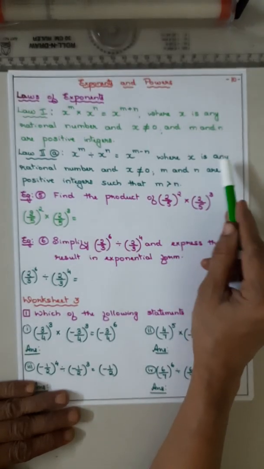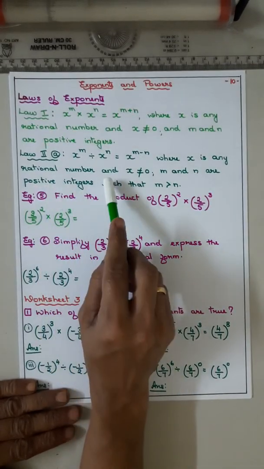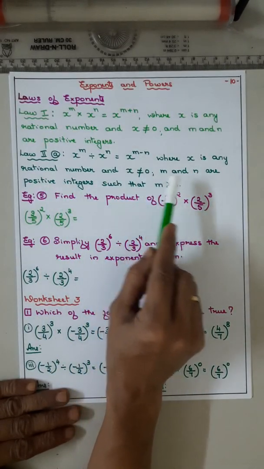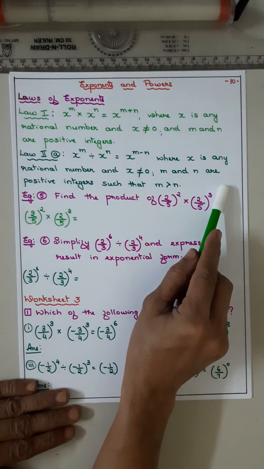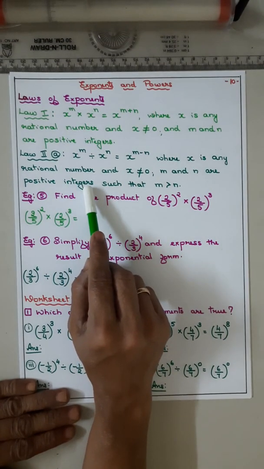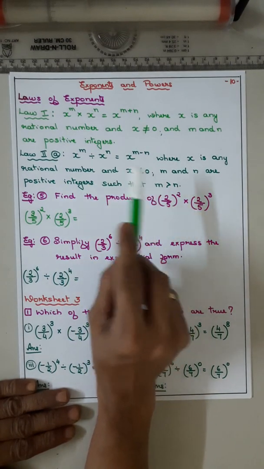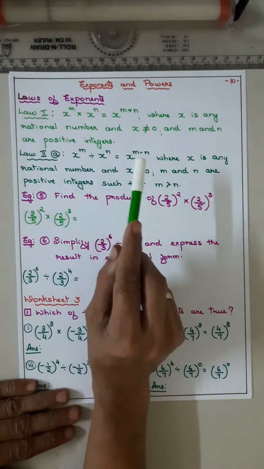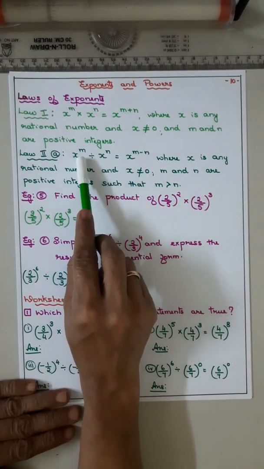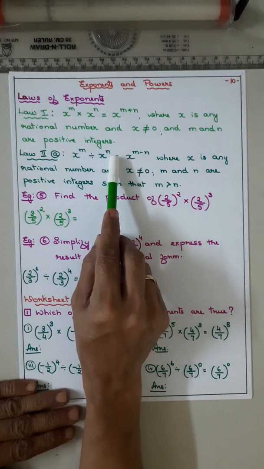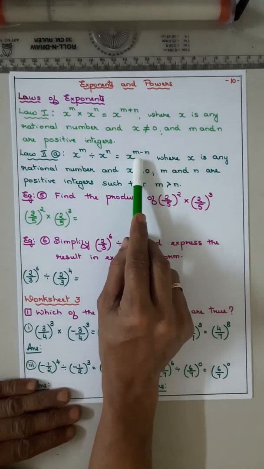Again, where x is any rational number and x is not equal to 0 and m and n are positive integers such that m is greater than n. That is, the first power is greater than the second power. Then this is the rule.